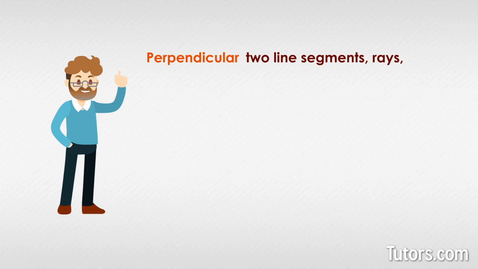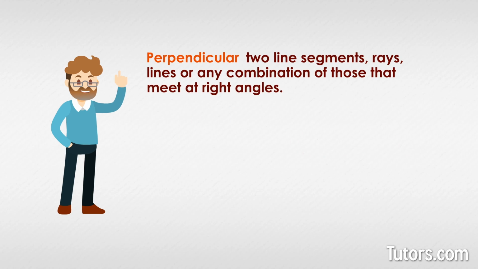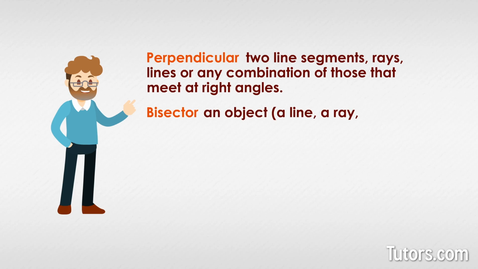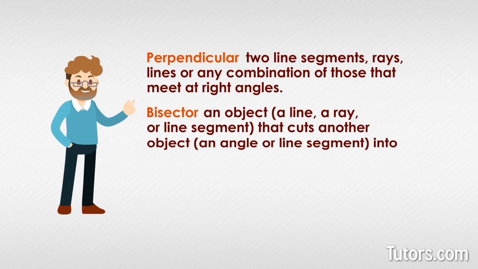Perpendicular means two line segments, rays, lines, or any combination of those that meet at right angles. A line is perpendicular if it intersects another line and creates right angles. A bisector is an object, a line, a ray, or line segment that cuts another object, an angle or line segment, into two equal parts. A bisector cannot bisect a line because, by definition, a line is infinite.